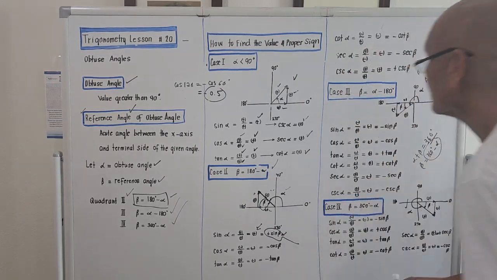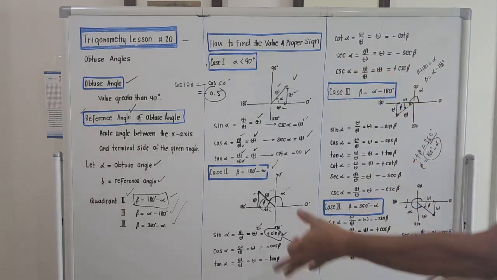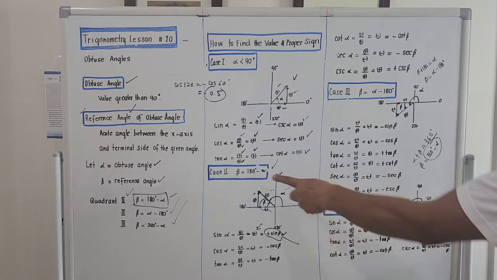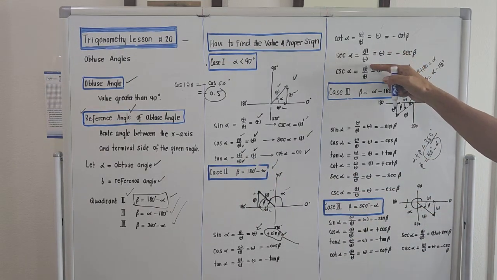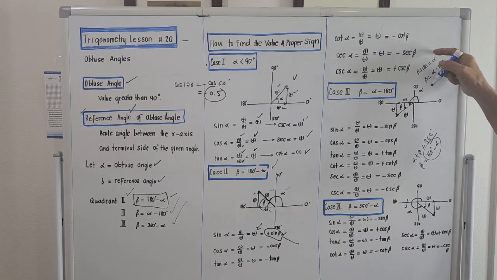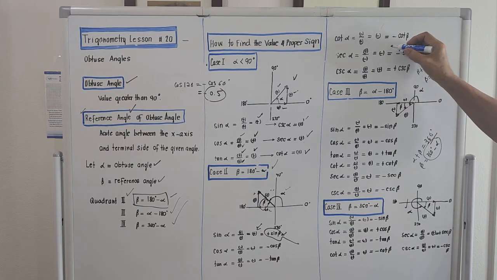Right? For secant, you just interchange hypotenuse over adjacent. A plus over a minus, it should be minus. So secant of alpha will be secant of beta, but it should be negative. It will follow this.